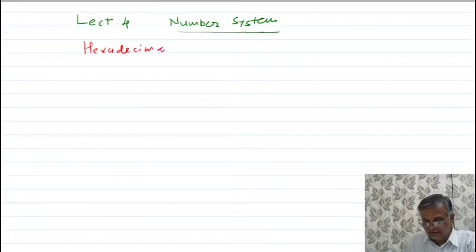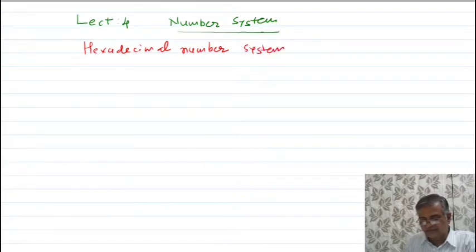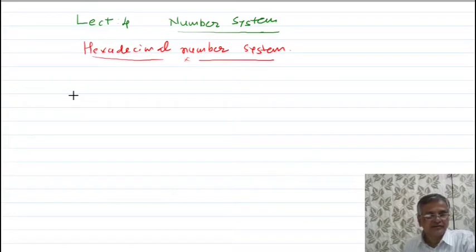Hexadecimal number system. In the hexadecimal number system, the base is 16. Before going on to the hexadecimal number system, you should remember the following table which shows the decimal number, its corresponding 4-bit binary and its hexadecimal number. You have to remember this table.